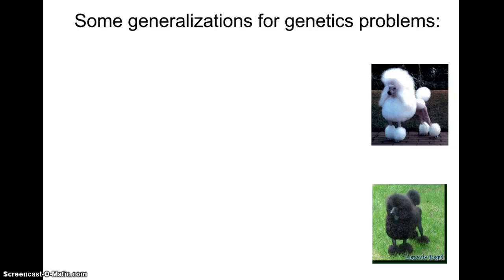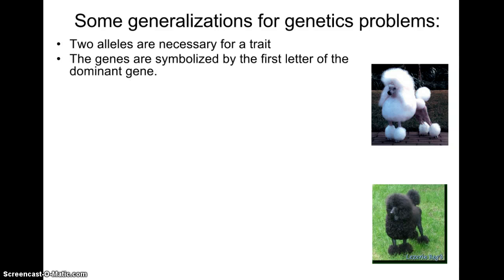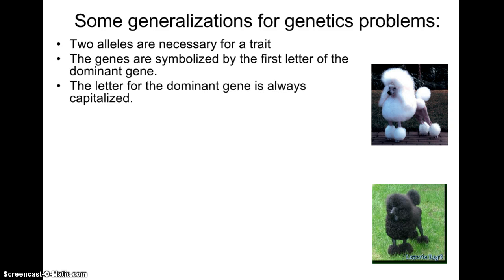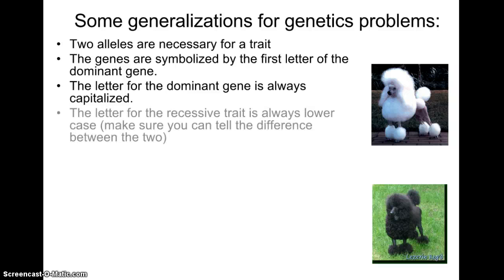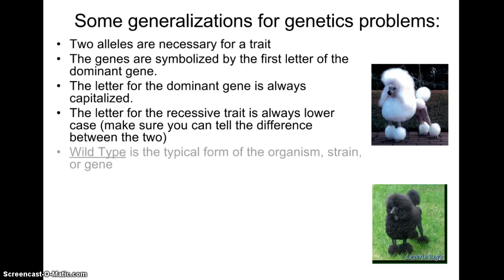So when you're doing genetic problems, I want to tell you about a couple of generalizations. First, you always have to have two alleles for a trait. So the genes are usually symbolized by the first letter of the dominant gene. That said, sometimes capitals look the same as lowercase, so sometimes we change that. But the letter for the dominant gene is always capitalized, and the letter for the recessive trait is always lowercase. So just make sure you can tell the difference between the two. T's are a great one. C's and W's are not.